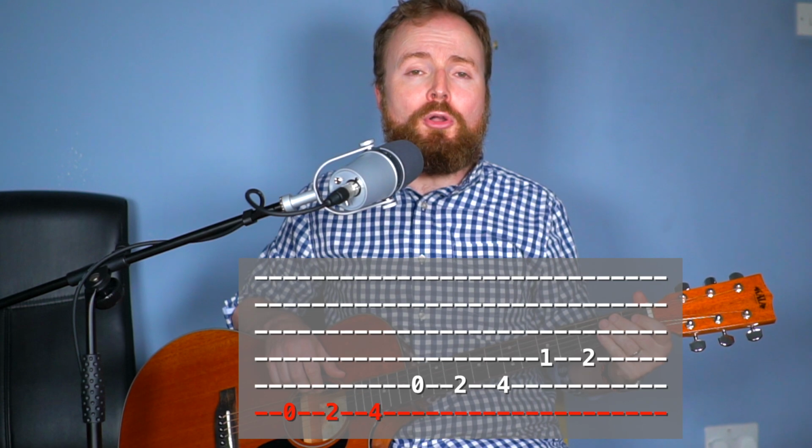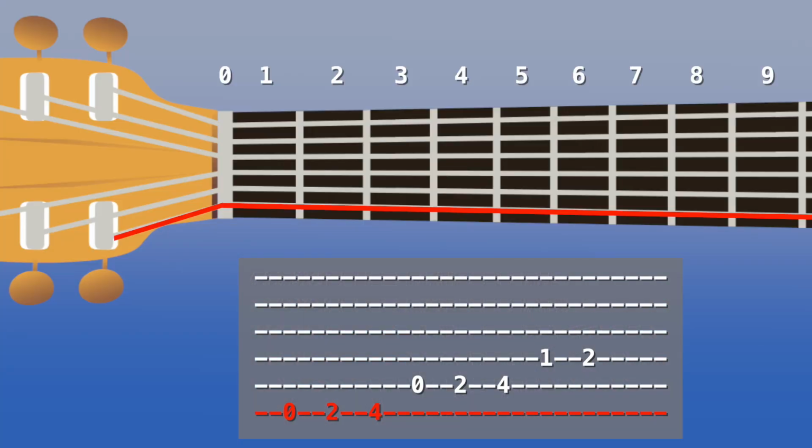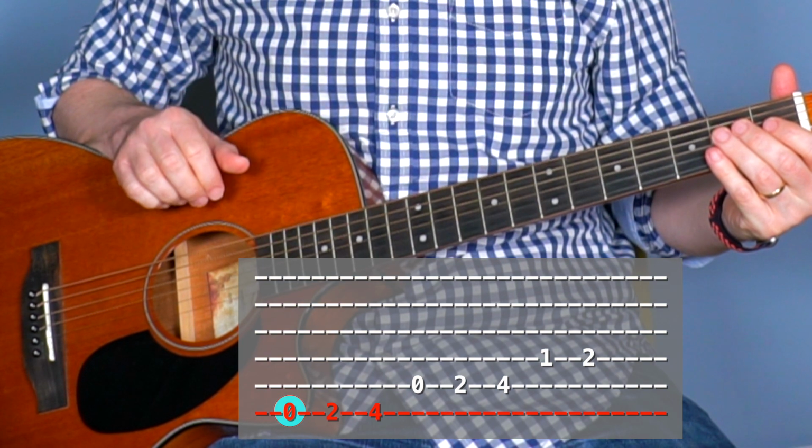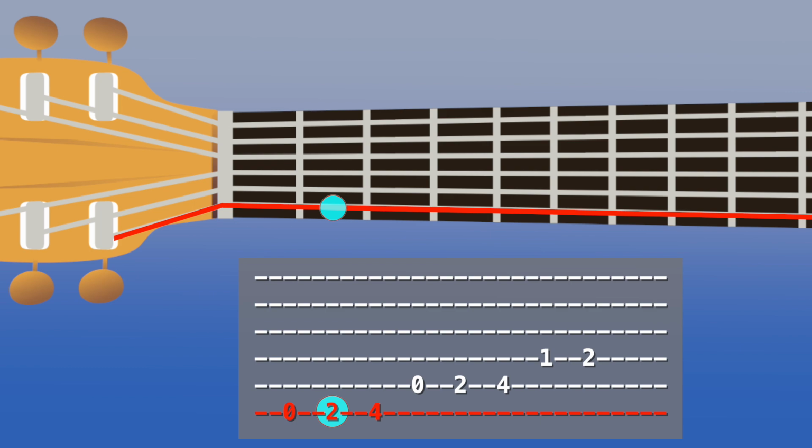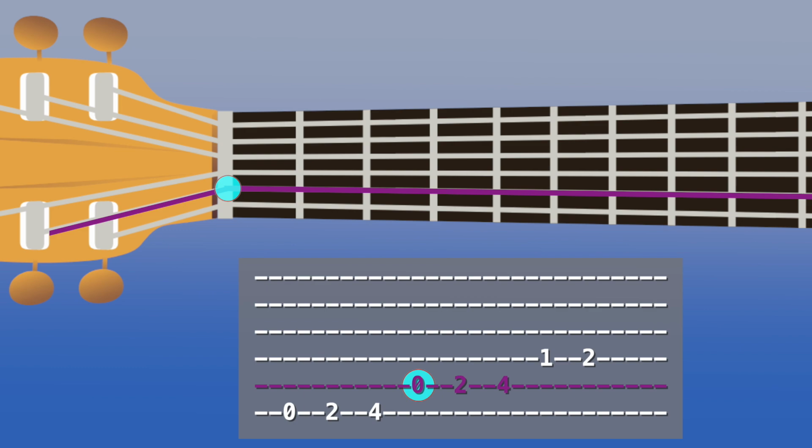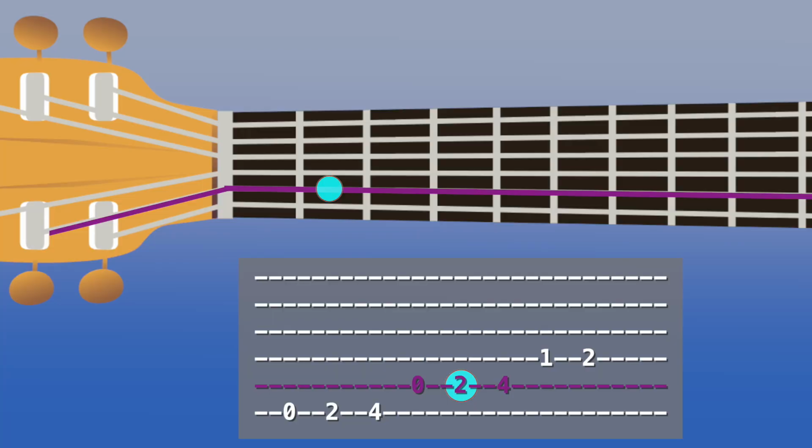So for example, the bottom string of the tab is the bottom string of the guitar, the bottom E here, and a 0 on that line would mean you play the open string. A 2 on that line would mean you play the second fret on that bottom string. A 4 would mean you play the 4th fret. A 0 on the second line up would mean you play the open A string. 2 on that line would mean you play the 2nd fret. 4 would mean you play the 4th fret.